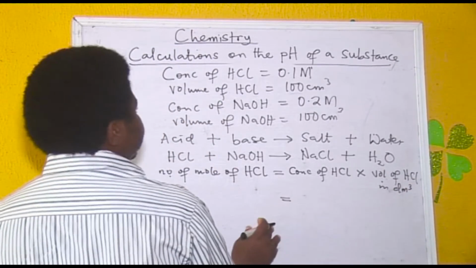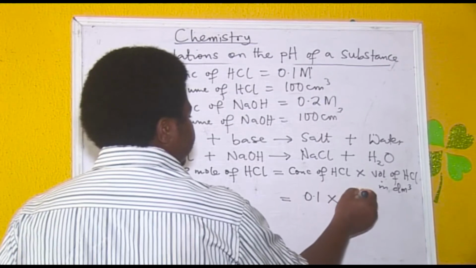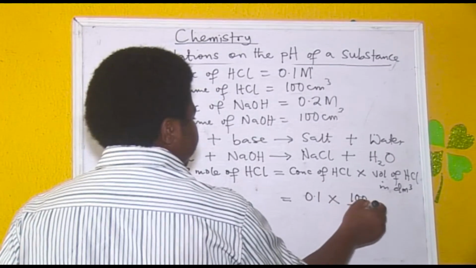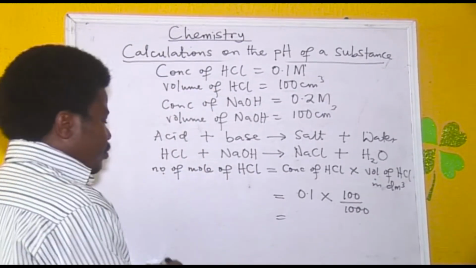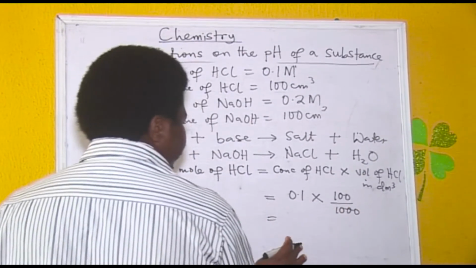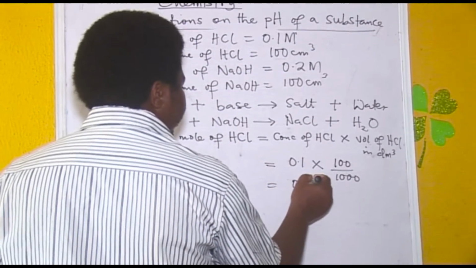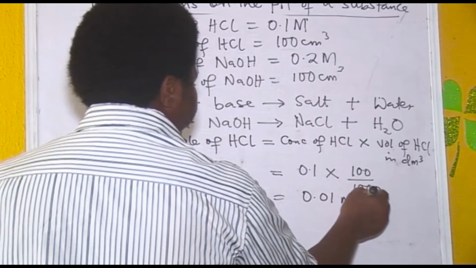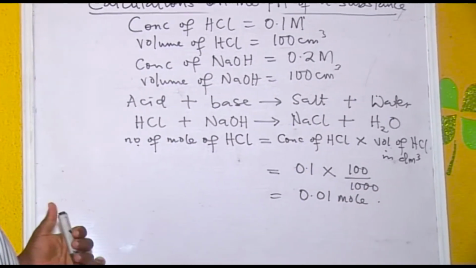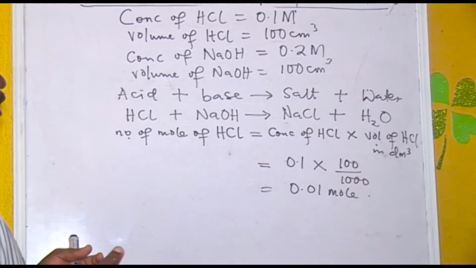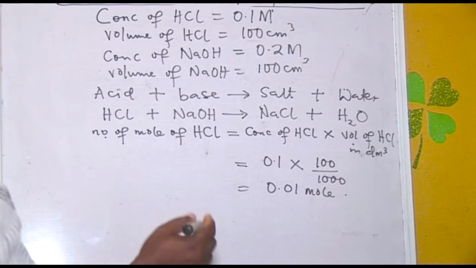So what is the concentration? That's 0.1 times the volume in dm cube, which will be 100 over 1000. That will be the volume in dm cube. So by the time we multiply everything together, we have the number of moles of acid to be 0.01 mole. Don't forget, the reason we are calculating the number of moles of the acid and the base is to determine which of them is in excess, such that we spill over to the product.